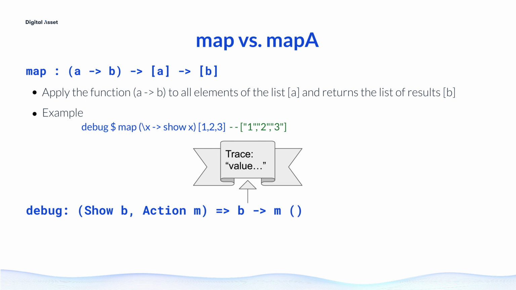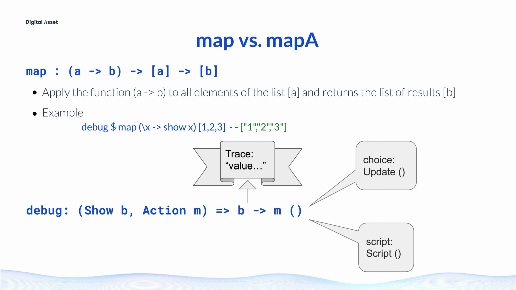As a quick reminder, when you pass a value to debug, it prints the value and returns an empty action, which can be either an empty script or an empty update. In choice bodies, debug returns an empty update, while in test scripts, it returns an empty script.